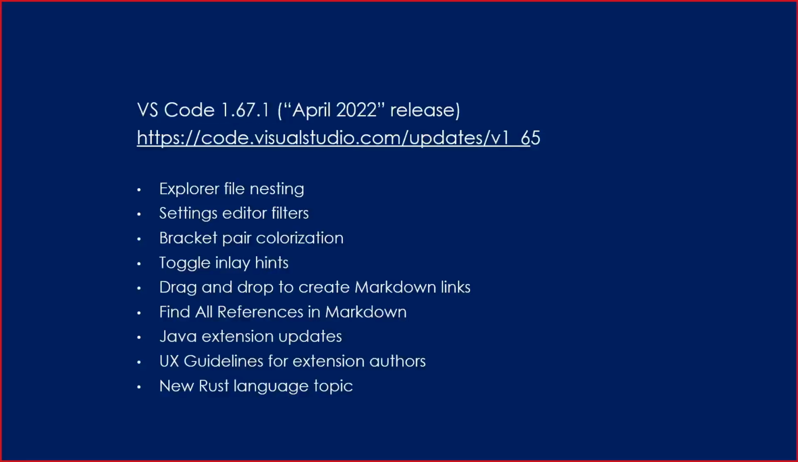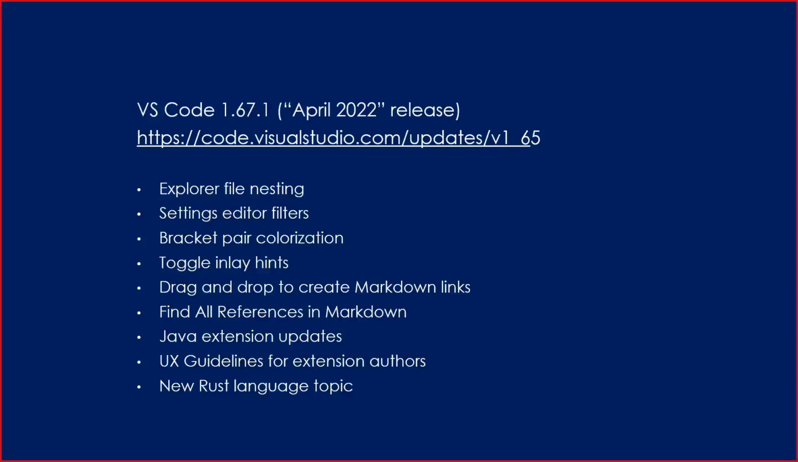So what's news? There's a new version of VS Code that came out, the April 22 release, with some nice new features there. They've got file nesting as a new feature, so it'll use patterns to figure out if a file could be nested under another file in the File Explorer window. You can filter in the editor now. There's some improvements to bracket pair colorization.